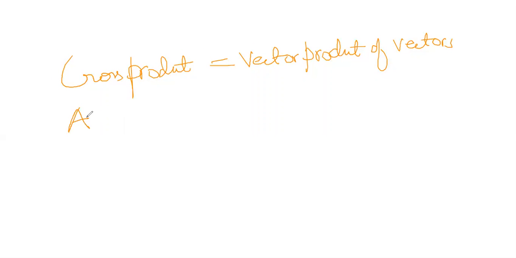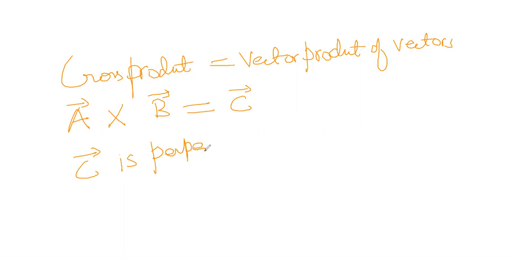So if there is a vector A bar and another vector B bar, and you want to do the cross product, you represent it with a cross. What you will get eventually is C bar, and this C bar has a particular property. C bar is perpendicular to both A bar and B bar.